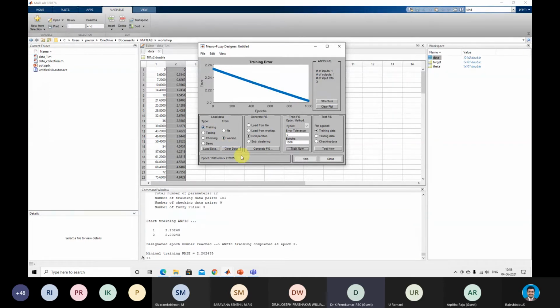So next, after the training process, you get to test the model. Here you can see that the trained ANFIS is not matched with your target, right? Then once again you go to train the process. You can train the process until you get the minimum root mean square error, right?